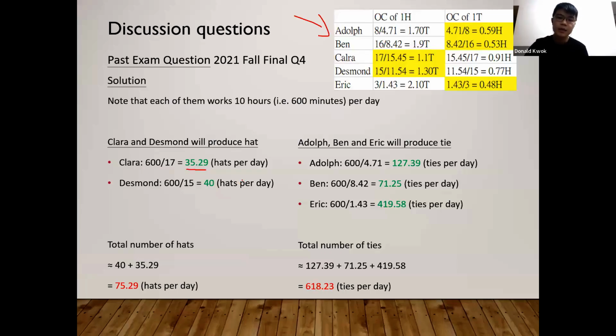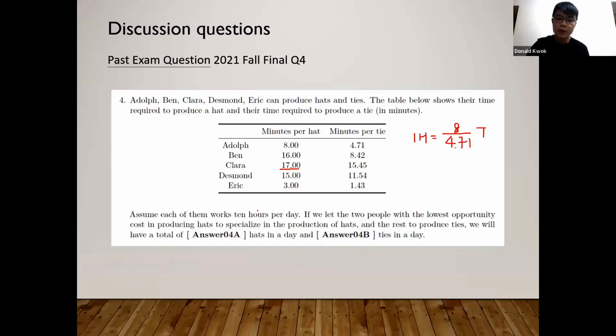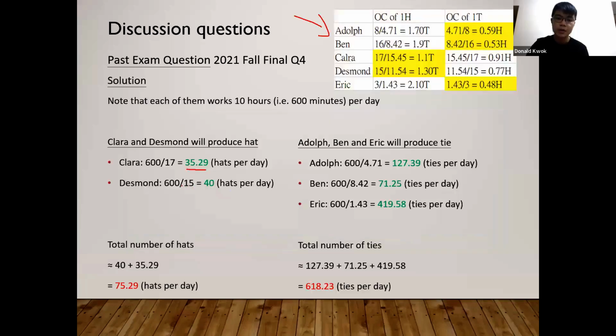And for Desmond, he has 10 hours, which is 600 minutes as well. And he requires 15 minutes to produce 1 hat. So Desmond can produce 600 divided by 15, which is 40 hats per day. And if we sum up these 2 numbers, it will be the total number of hats that they can produce.